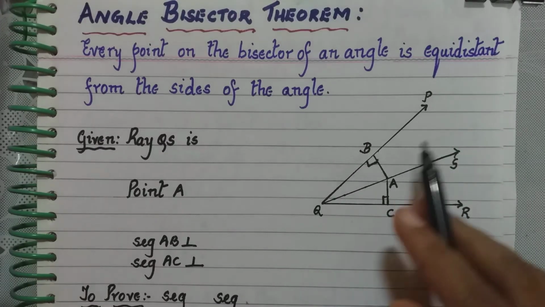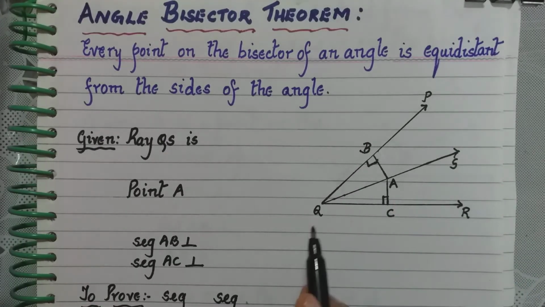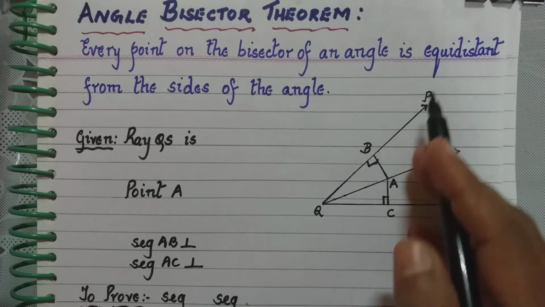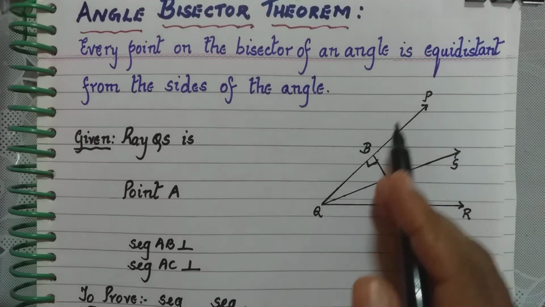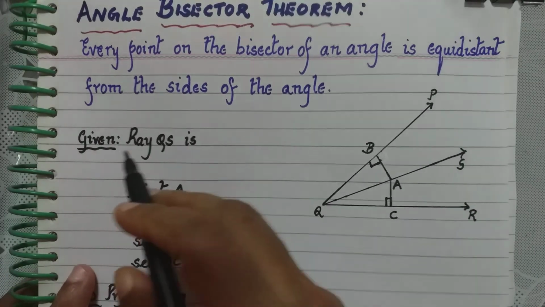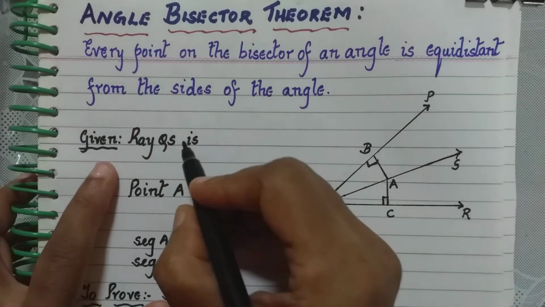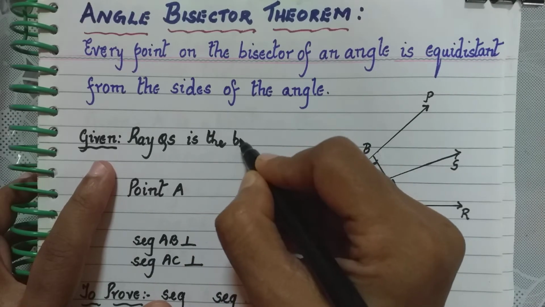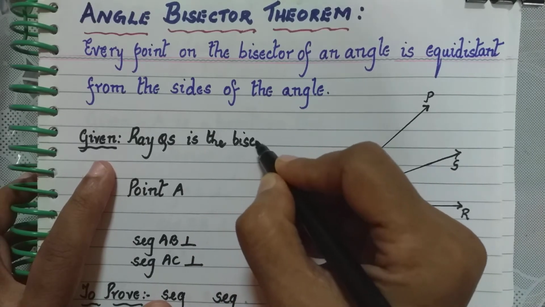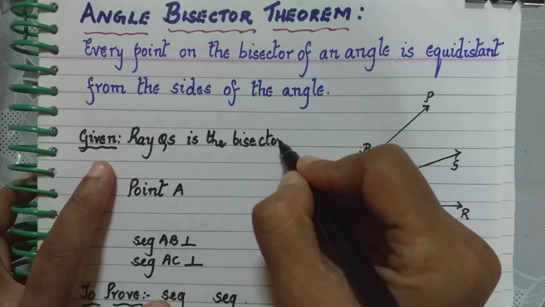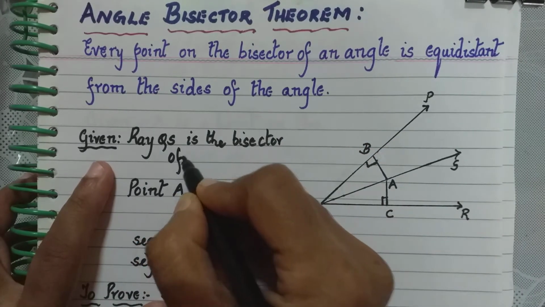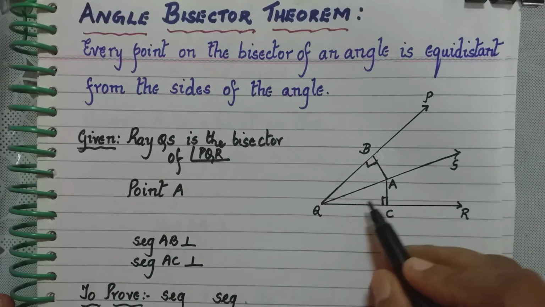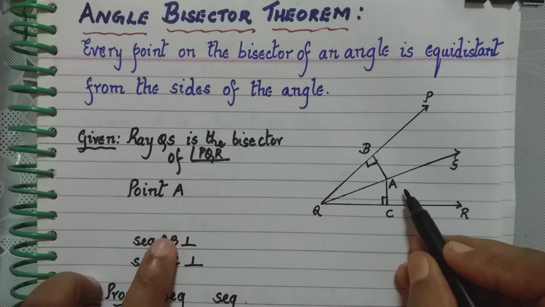Okay, you can see there is a ray QS here. What is this ray QS? It is nothing but the bisector of angle PQR. So here when we are writing, we write ray QS is the bisector of angle PQR.